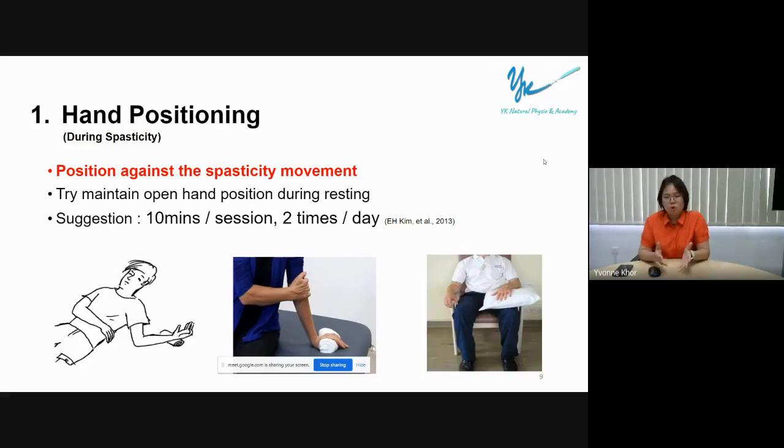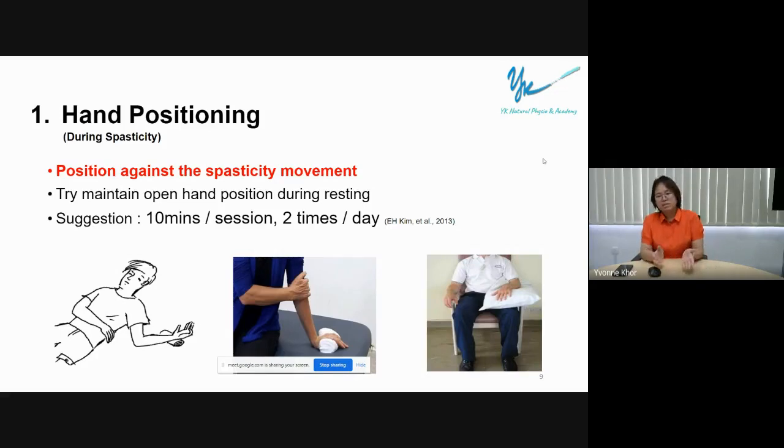So for those who have experienced stroke for more than 3 months, don't give up. Try to do this at home. It maybe can help reduce your spasticity. The second photo is a sitting position. When you're in a sitting position, you can put a towel on your fingers, and then you press on the bed or the chair. You can also do it 10 minutes per session and 2 times per day. This will also help you reduce the spasticity in your hand.